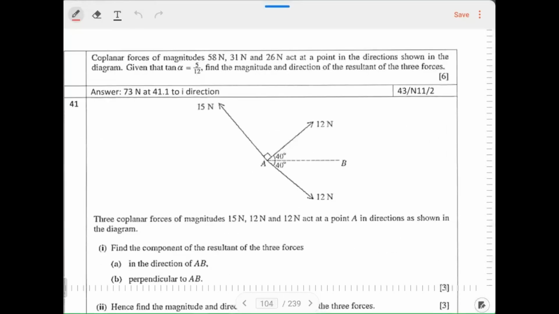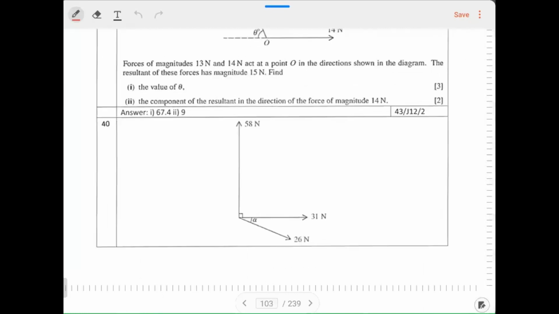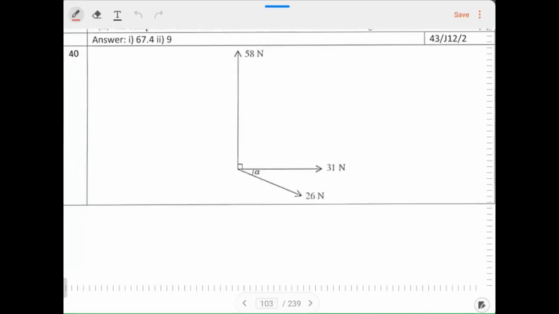The coplanar forces act at a point. Find the magnitude and direction of the resultant, which is a clear indication that the forces are not in equilibrium. If tan alpha is 5 upon 12, Pythagoras theorem will give me this 13. So automatically sine alpha is 5 upon 13 and cos alpha is 12 upon 13.